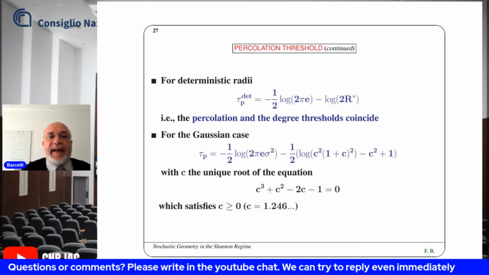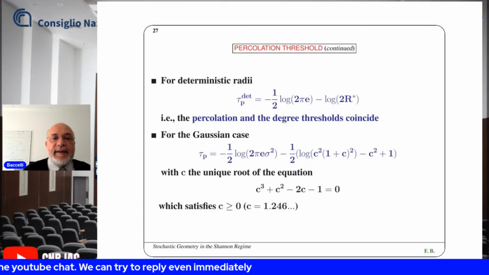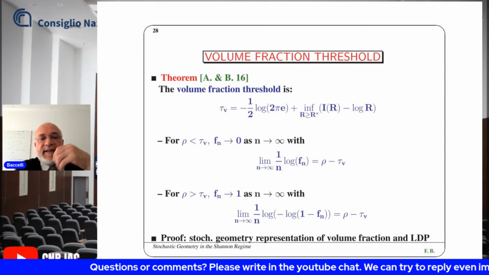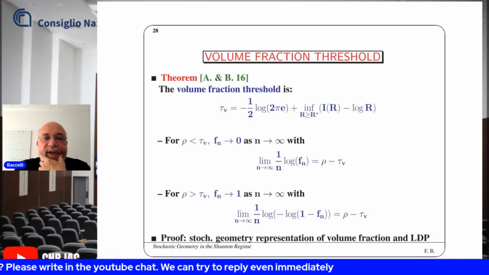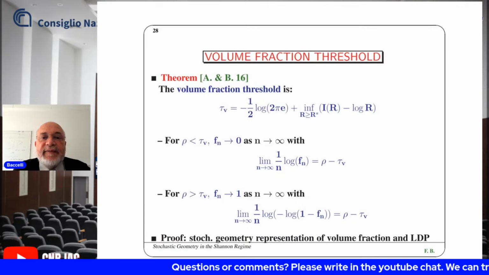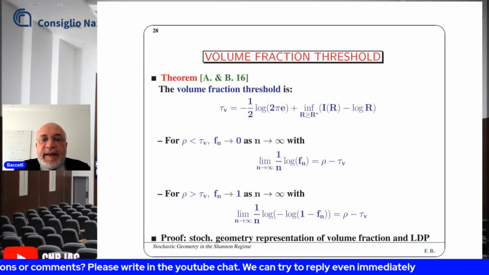Again, the special expression for the deterministic and Gaussian case, which are given here. Whereas the volume fraction threshold is of the following. So things are a bit different here in terms of how you get the so-called error exponents, but the threshold is obtained by solving yet another optimization problem based on the rate function of the radii. And one knows also the error exponents close to tau v.